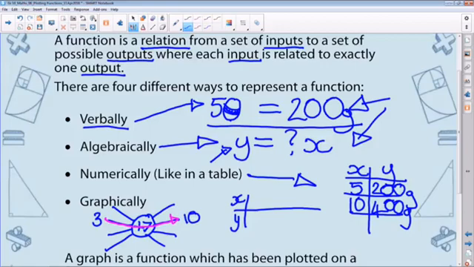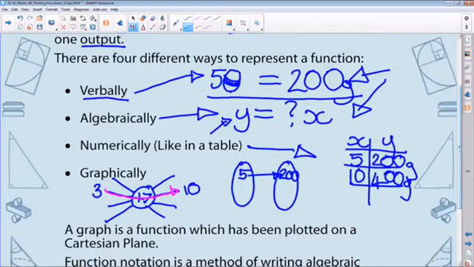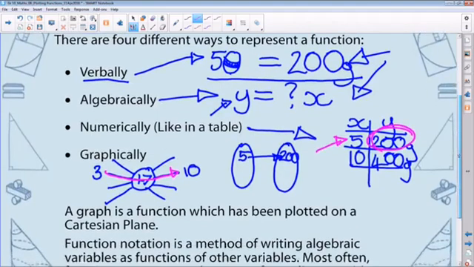Another way we can represent it numerically, and let's just get rid of the table over here, is by doing a mapping diagram. And a mapping diagram has the inputs and the outputs listed in 2 different circles. Now in this case, we had an input of 5, and we have an output of 200. And that input links to the output that's over there. Okay. And in each of these, you will see that for every x value, we only get one answer for y. Otherwise, it's not a function.